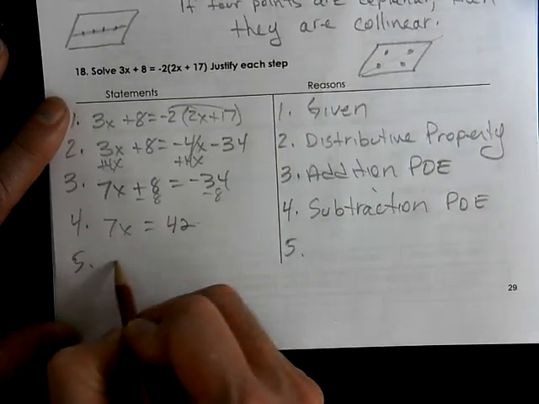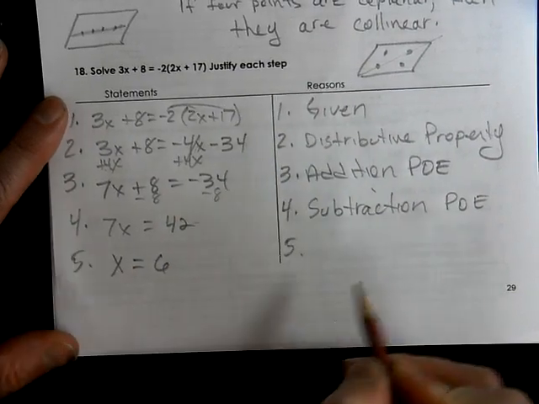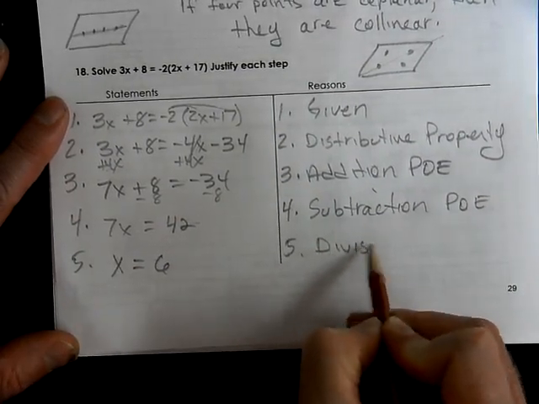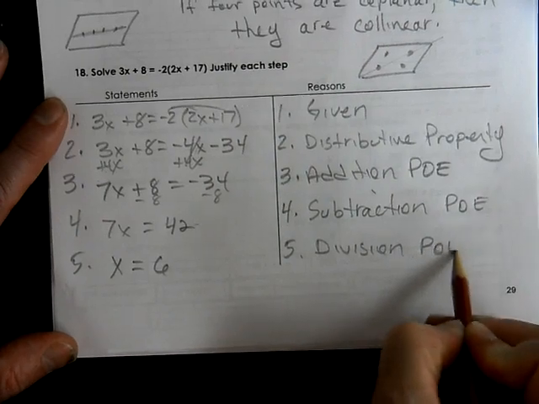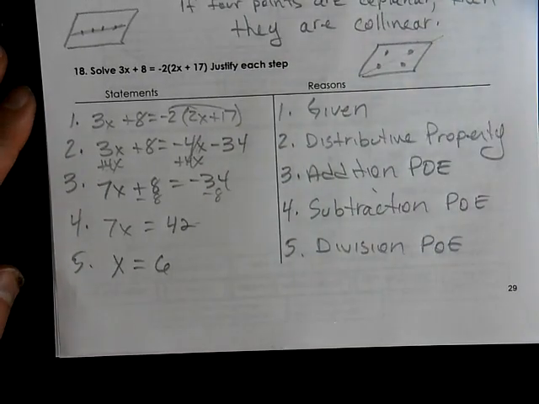Here we'll divide by 7. That's a division property of equality, and we get the answer of 6. 6 times 7 is 42, so 42 divided by 7 is 6.